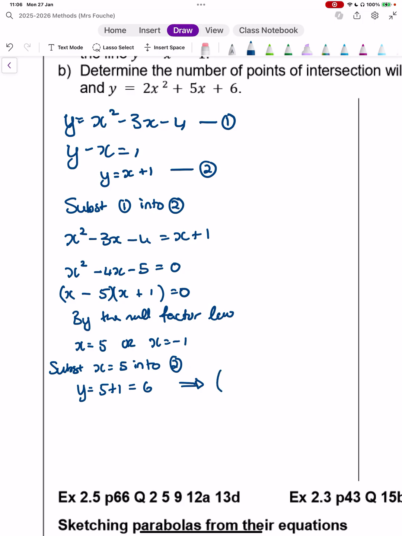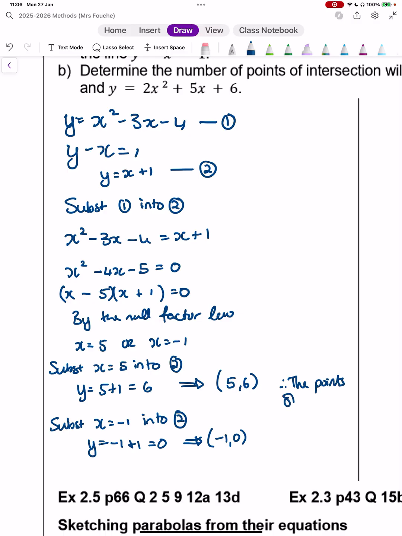My first coordinates, my first point, are 5 and 6. And then I'm going to substitute x equals negative 1 into 2, so that I have y is negative 1 plus 1, and that gives me 0. My other point is going to be negative 1 and 0. Okay, so therefore the points of intersection are (5, 6) and (negative 1, 0).